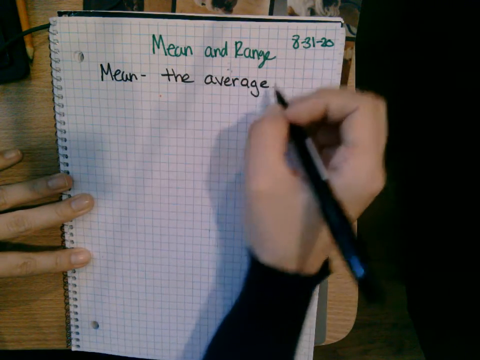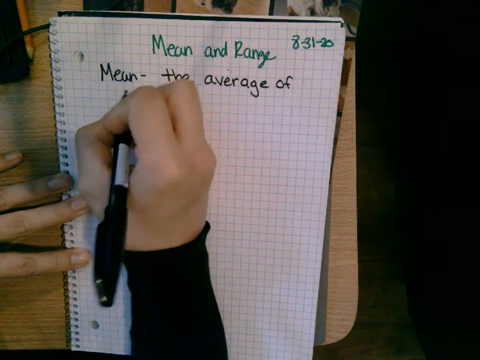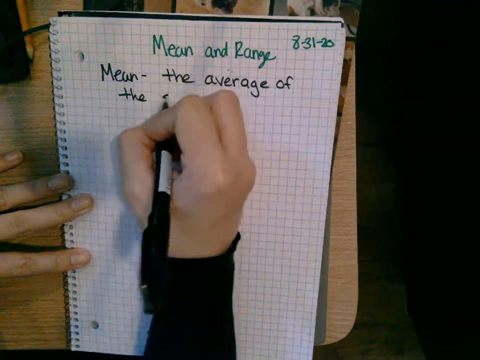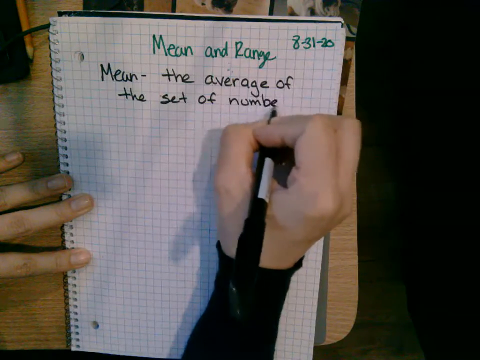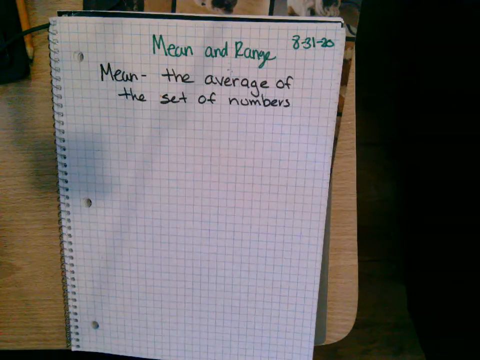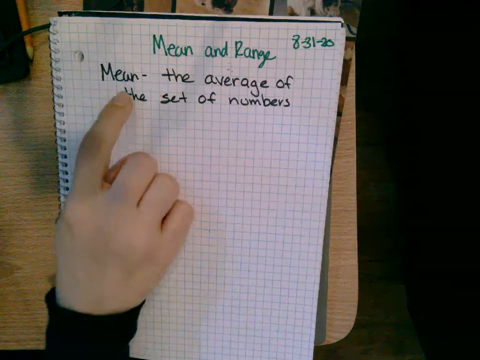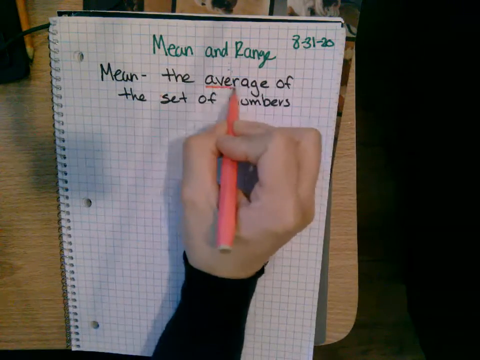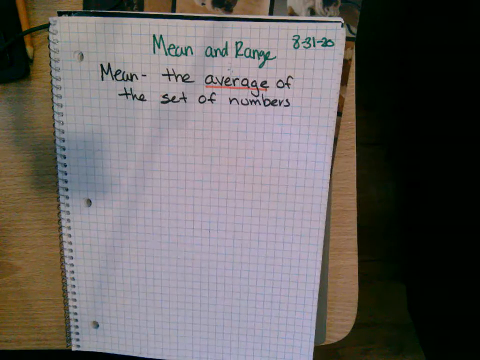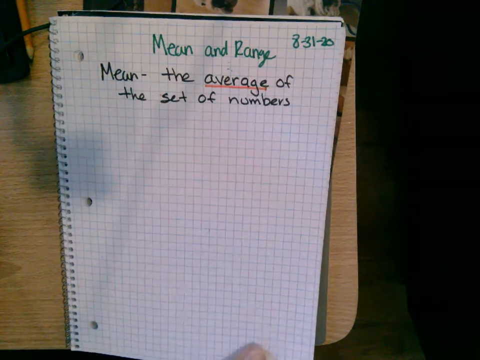Mean is the average of a set of numbers. So I'm going to give you guys a set of numbers and I want you to find the mean, otherwise known as the average. So we're writing this down in our notebooks. There's no other choice. You have to write this down right now.